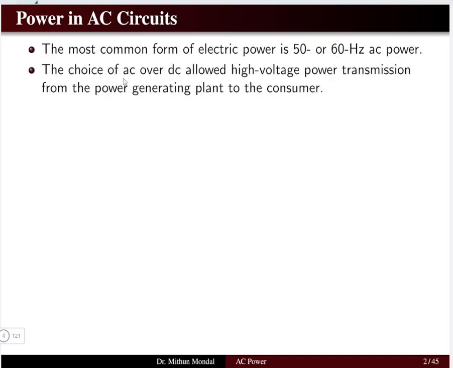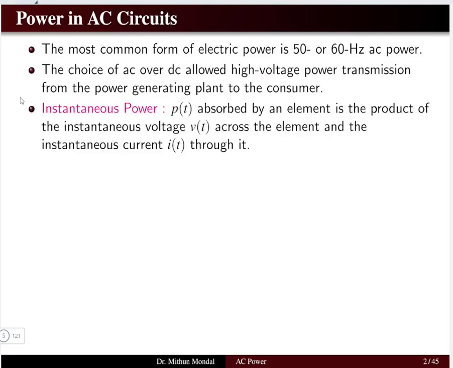Why we are preferring AC power over DC is that when we need to transmit the power over a high voltage power transmission line from the power generating plant, the loss associated with it will be less. So that is the reason we are preferring AC power over DC power, so that the loss while transmitting the power from the generating plant to the consumer end will be less.